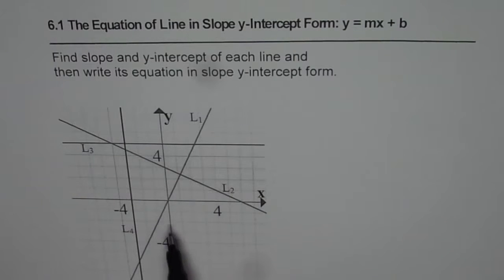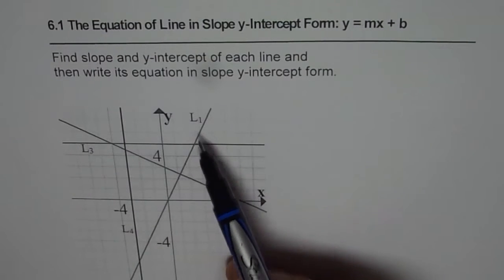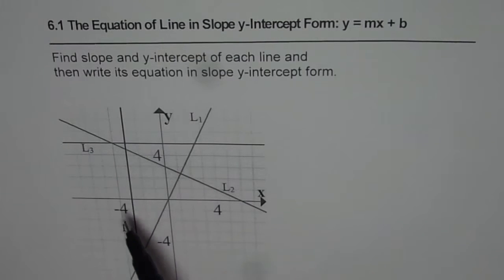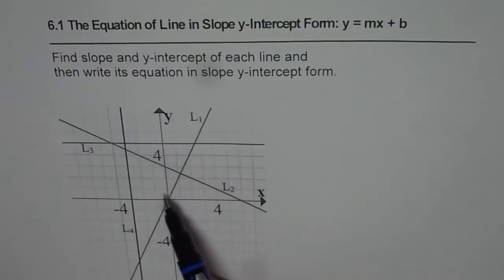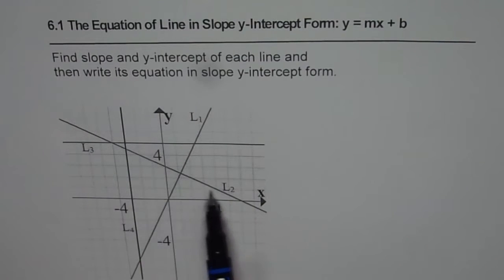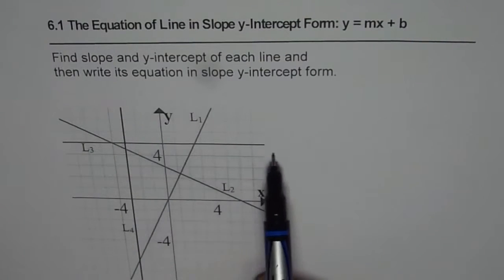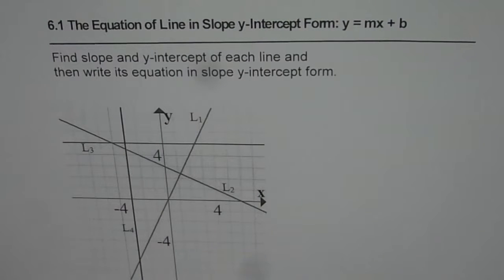We are given a graph with four different lines, L1, L2, L3 and L4. L1 is the rising line, L2 is the falling line, L3 is a horizontal line, L4 is a vertical line. You can pause the video, write equations for these lines, and then check your answer with my explanation. So let's start writing equations of these lines one by one.